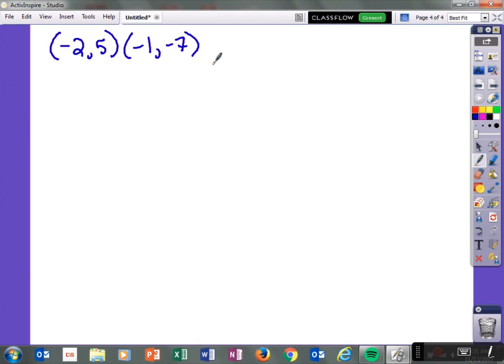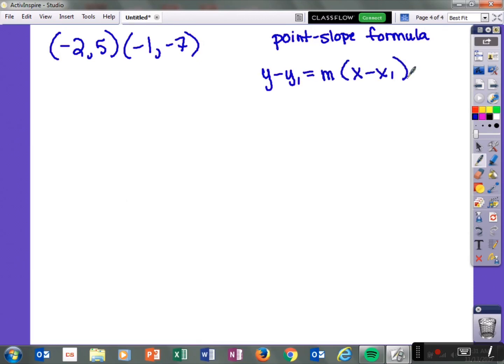In order to be given the y-intercept, one of the x's has to be 0. Neither of these x's are 0. So are we going to be able to go straight into slope-intercept form? No, we're going to have to use the point slope formula. So y minus y1 equals m parentheses x minus x1.